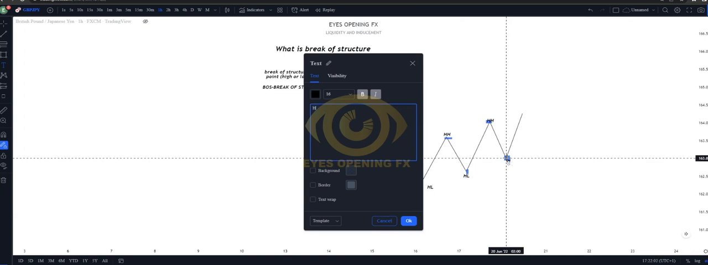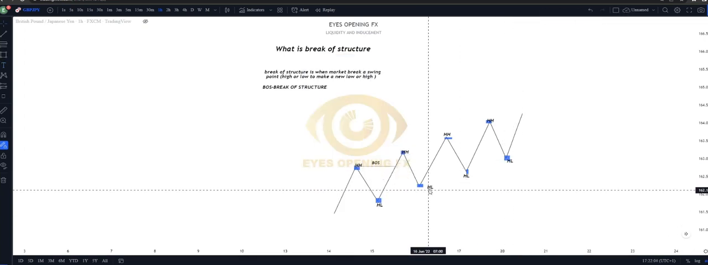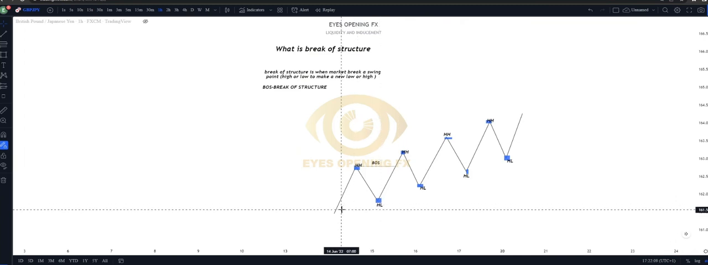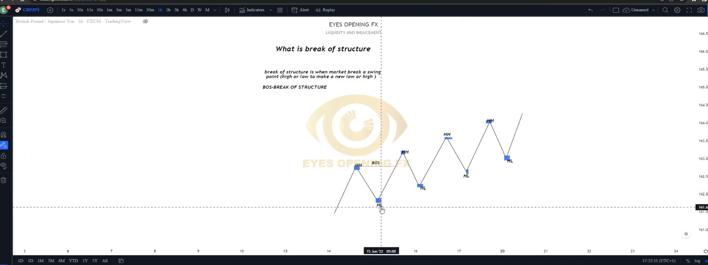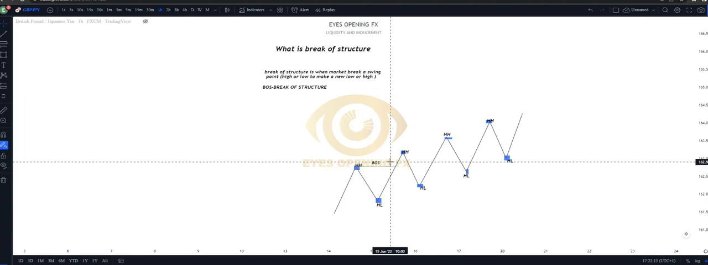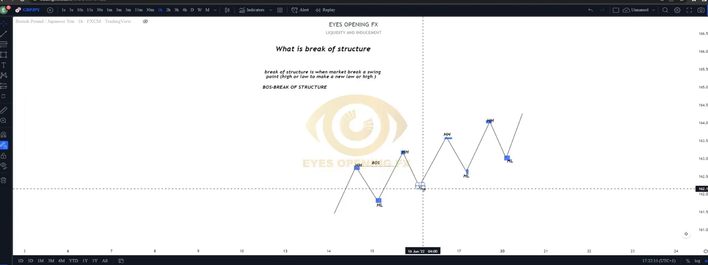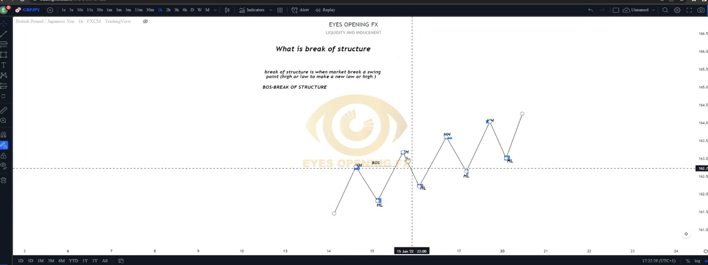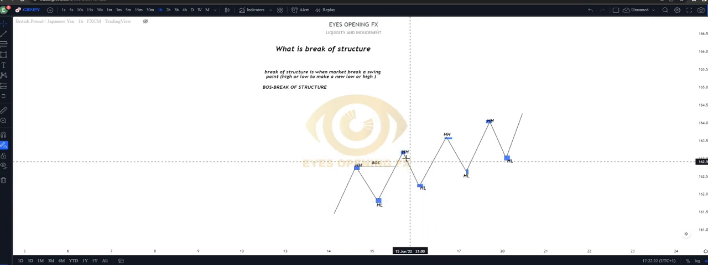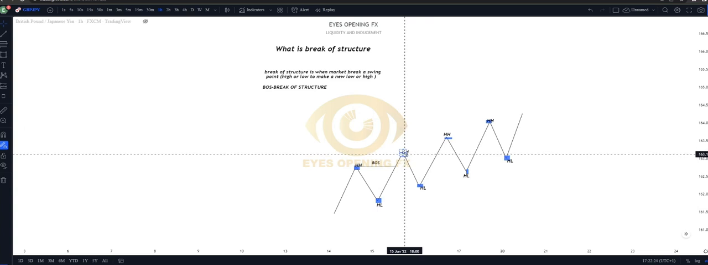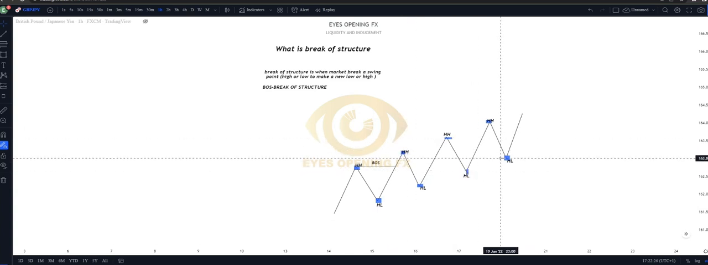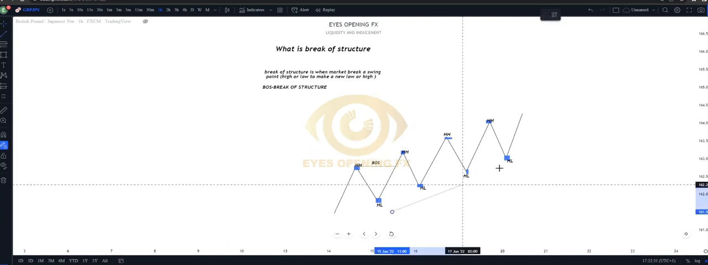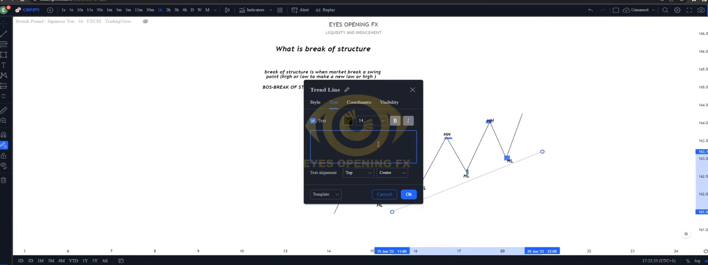This is the idea of structure. This is the higher low because it is higher than the former low, but it's still a low compared to this high. This is a higher low because this low is higher than this one. That's why it comes out first: a high, then a low, because it's lower than this high here. The same thing applies to this, and this is what makes a bullish trend.